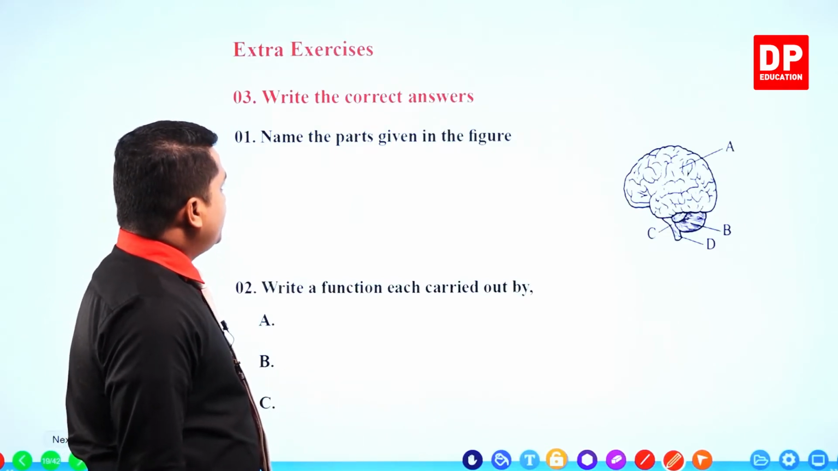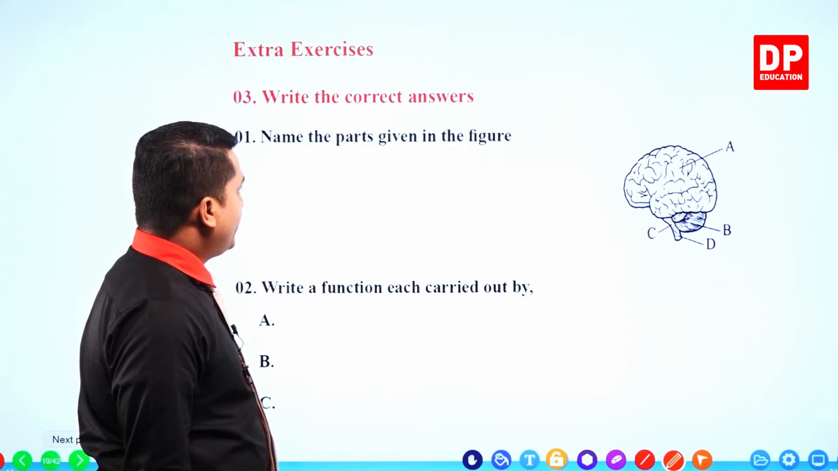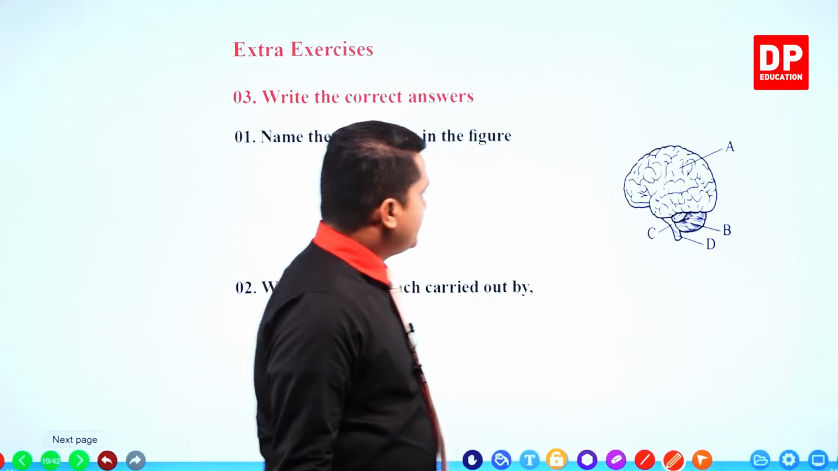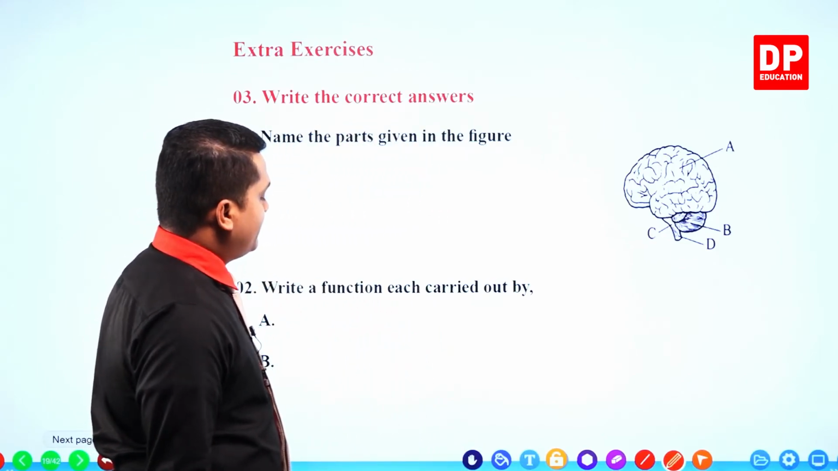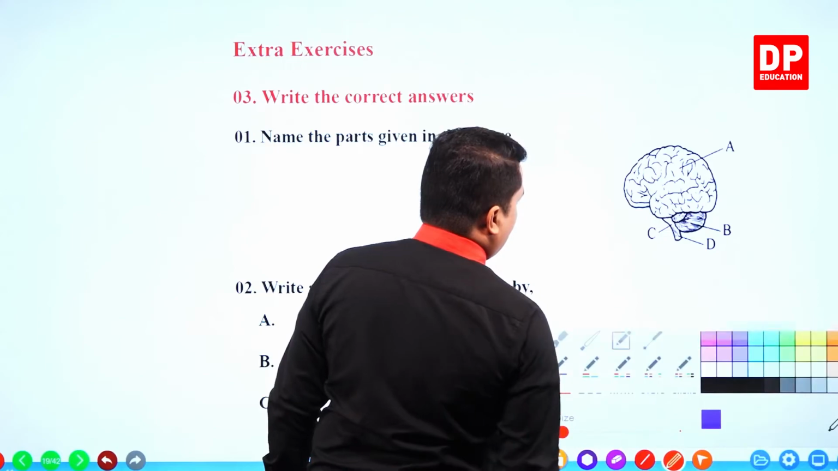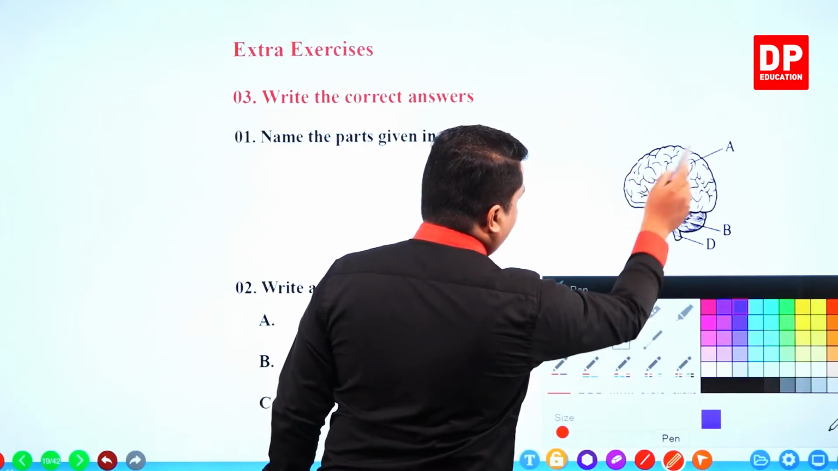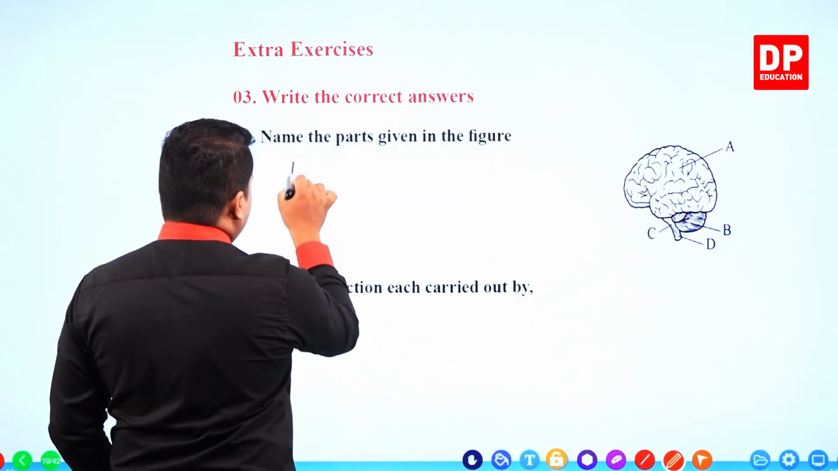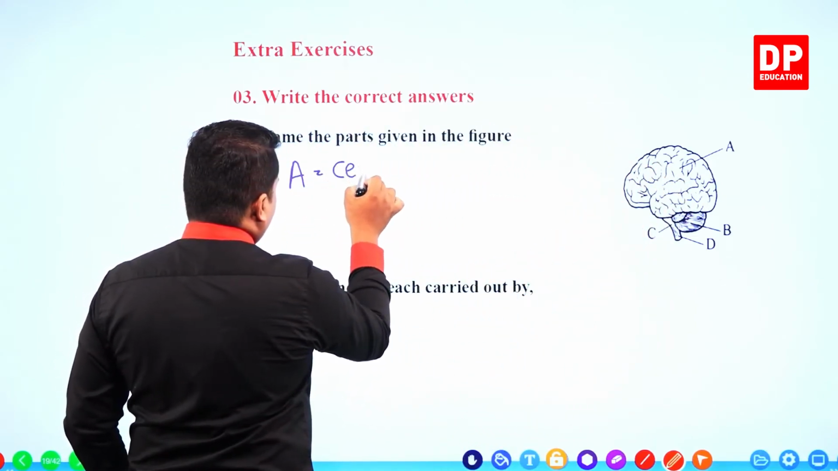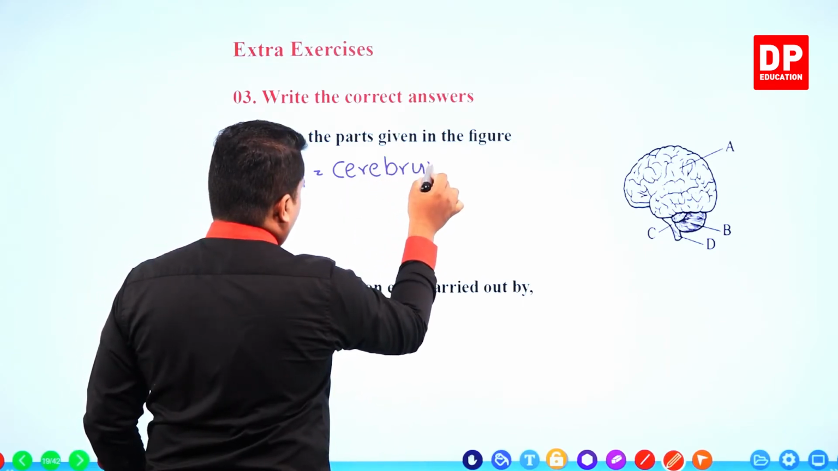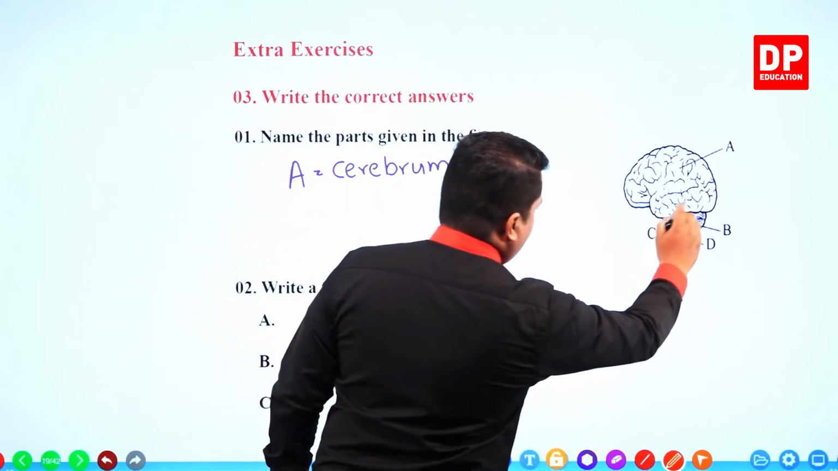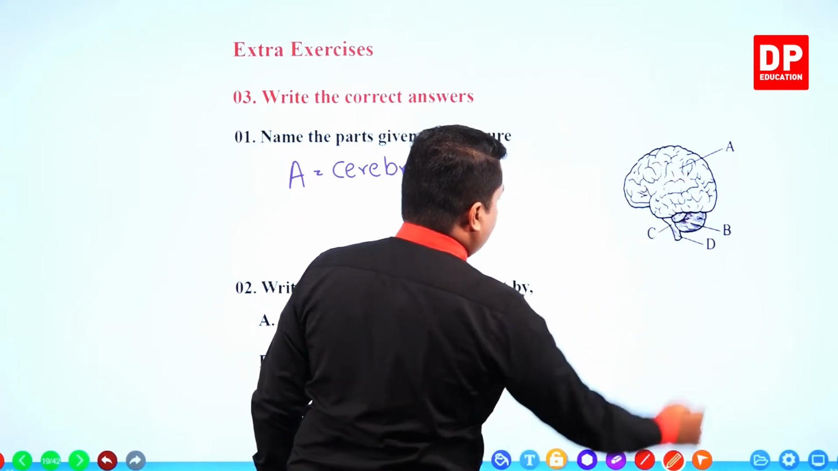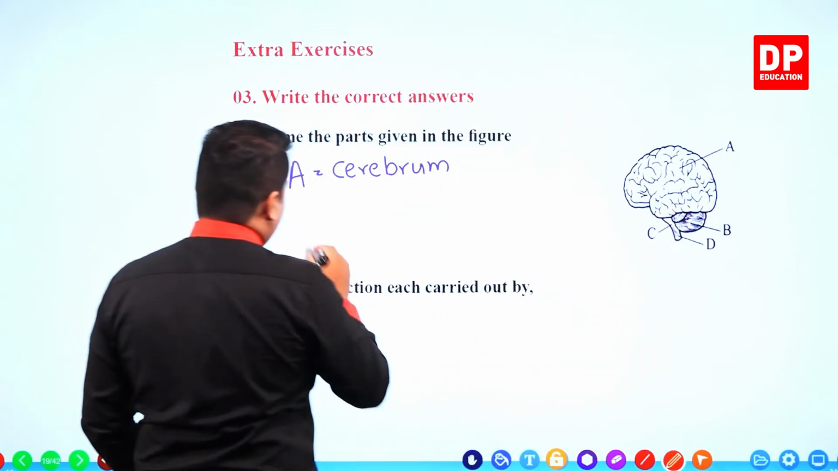In the third question, you are asked to write down correct answers. A figure is given here once again. First of all, you have to name the parts given in the figure. A is reflecting the largest part of the brain. The largest part of the brain is the cerebrum. B, underneath the largest part, the smaller part mentioned here, is the cerebellum.